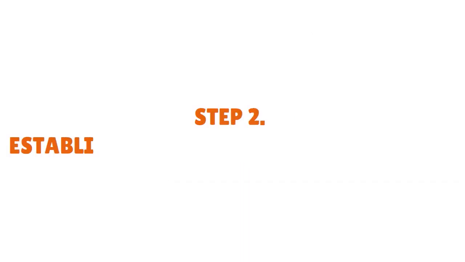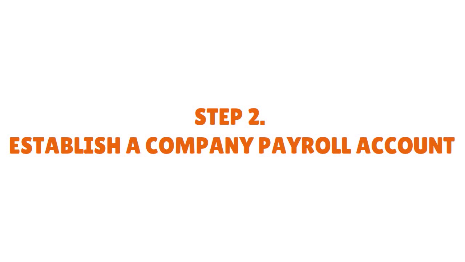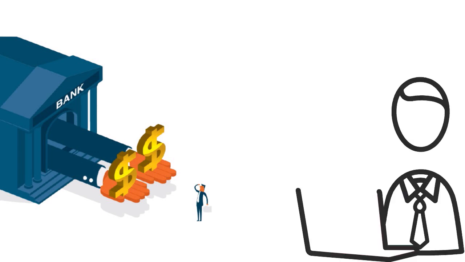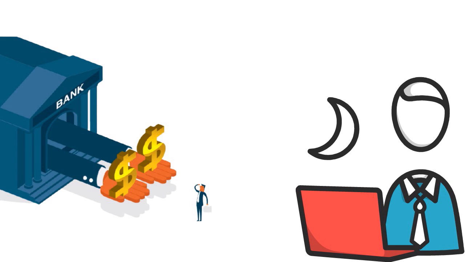Step number two, you want to establish a company payroll account. That's what I was just talking to you about earlier, right? A specific business bank account is required to make direct deposits. This account must be set up to make successful ACH transactions regularly. Additionally, it is crucial that the available funds are present before completing a payroll cycle.